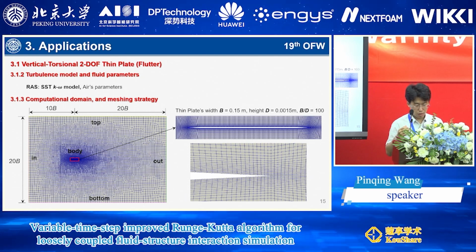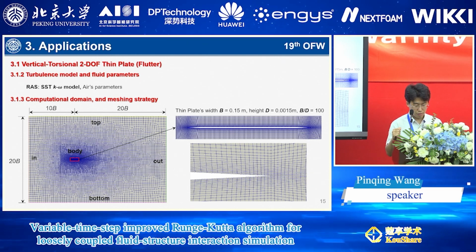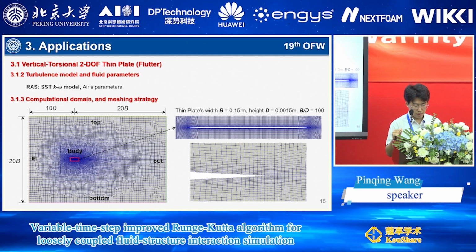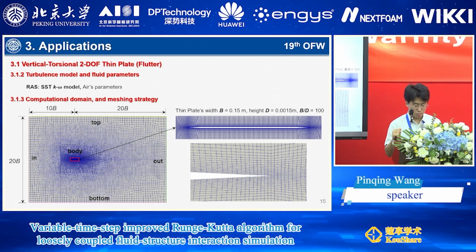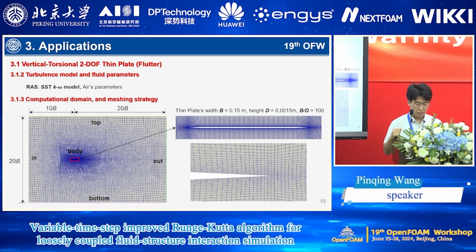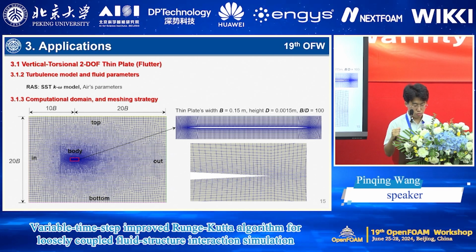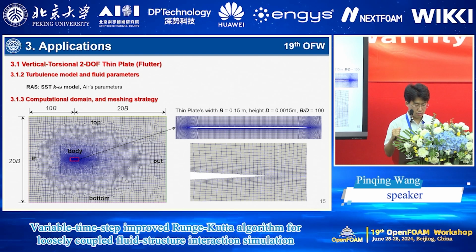To simulate this problem, we use the SST k-omega RANS model, and the fluid parameters are the air parameters. The computational domain and the mesh are shown here. We use a 2D simulation, so the front and the back face are empty. We divide the mesh into structured mesh near the body wall and unstructured mesh away from the body wall.